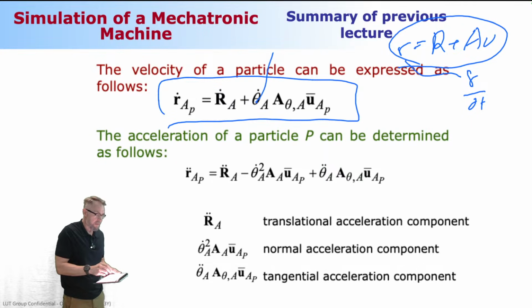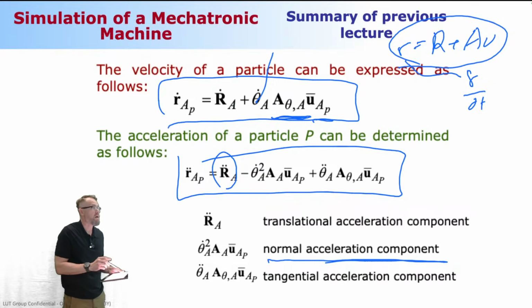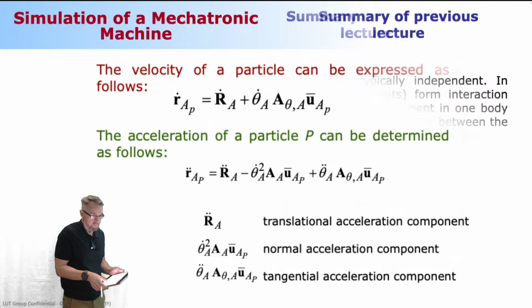This one here is angular velocity. This is something that is rotated 90 degrees with respect to the original configuration, and this is vector u bar. When you differentiate it another time with respect to time, that's what you're going to get. So now you have here translational acceleration, you have normal acceleration component due to the angular velocity, and tangential acceleration component due to the angular acceleration. All right, these were the components.